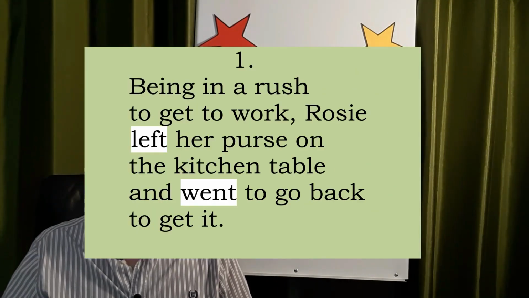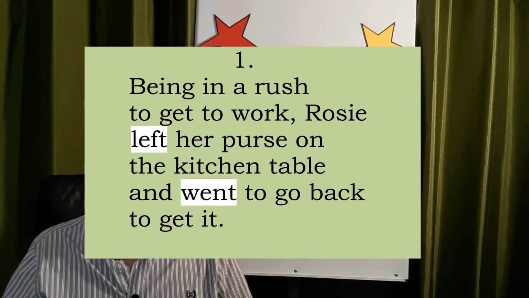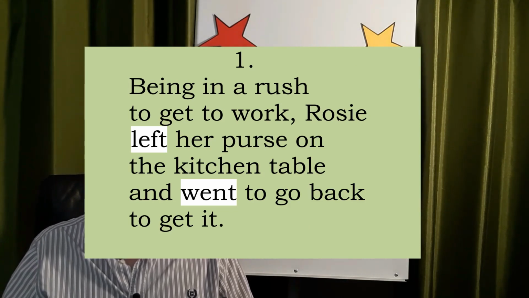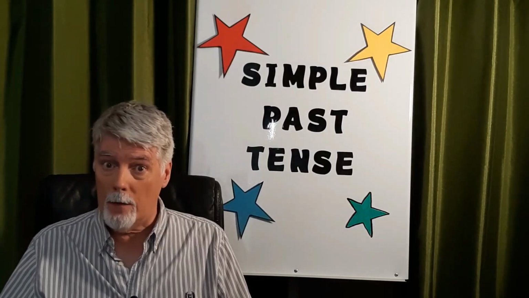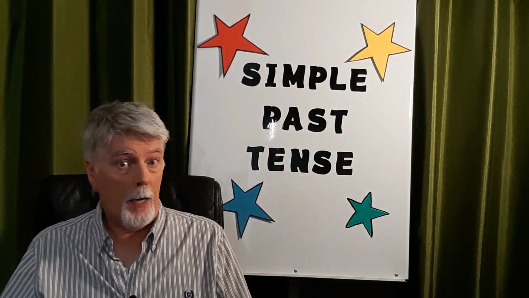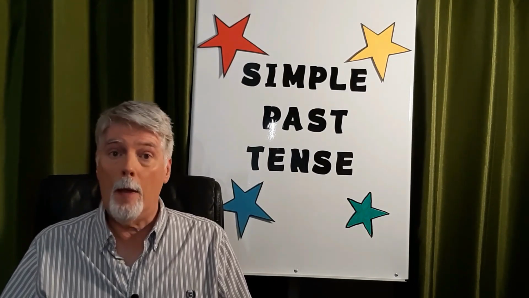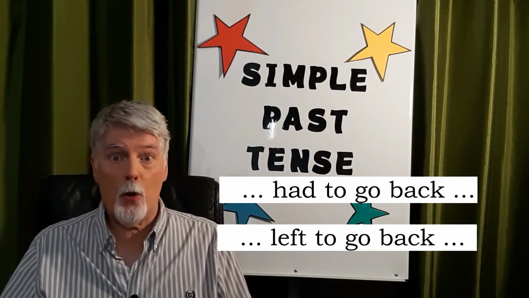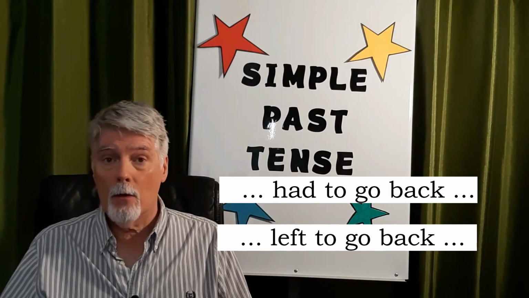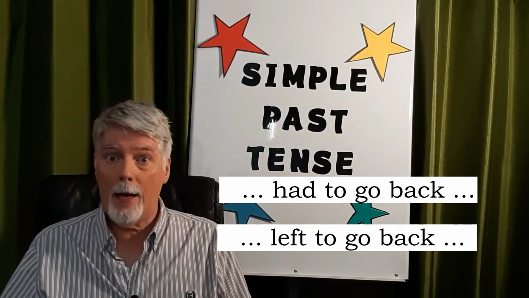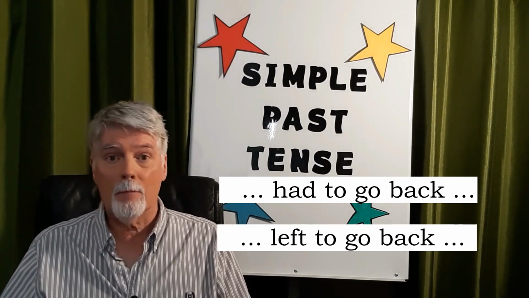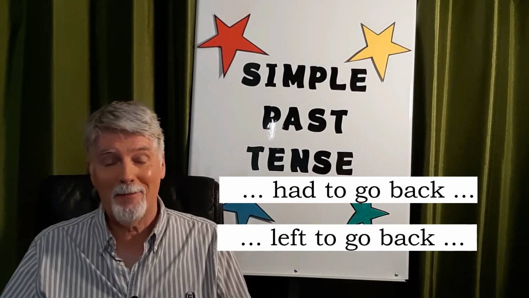Answer. Being in a rush to get to work, Rosie left her purse on the kitchen table and went back to get it. Now in the second part of the sentence, maybe you picked some other verb. Maybe you said had to go back to get it, or left to go back to get it. All right?